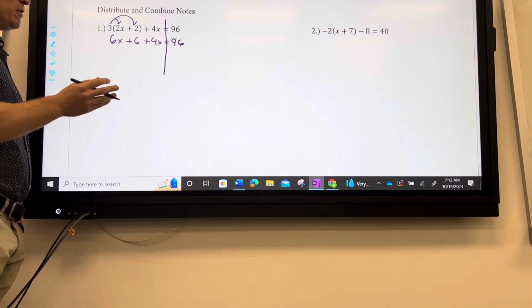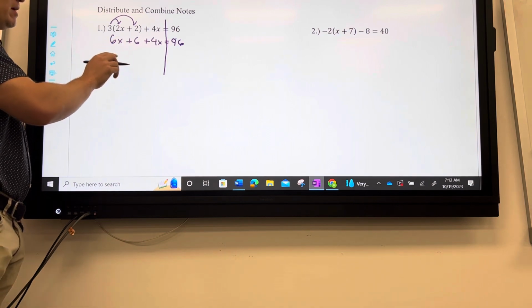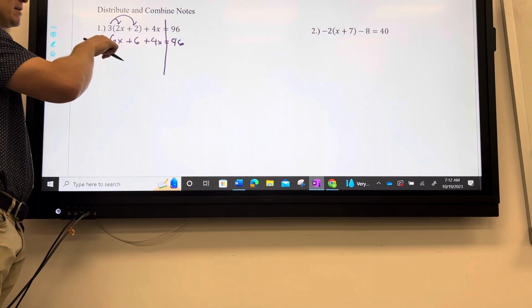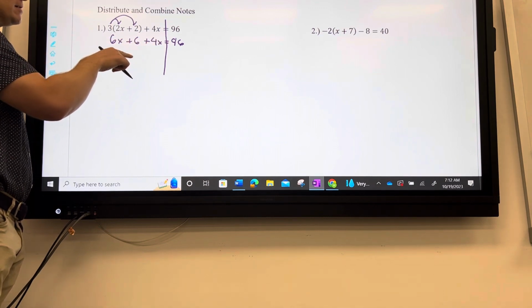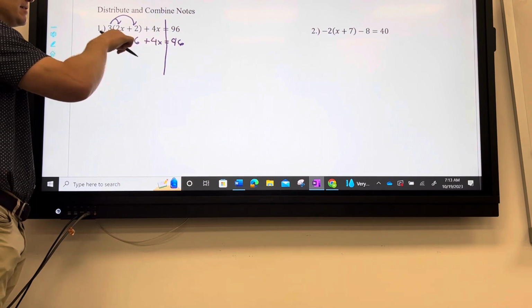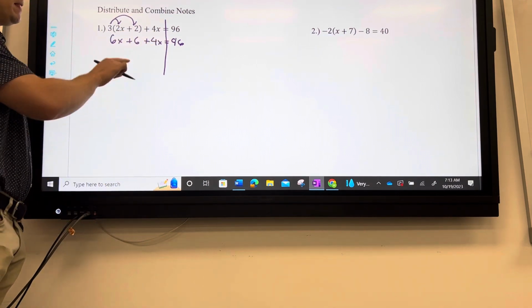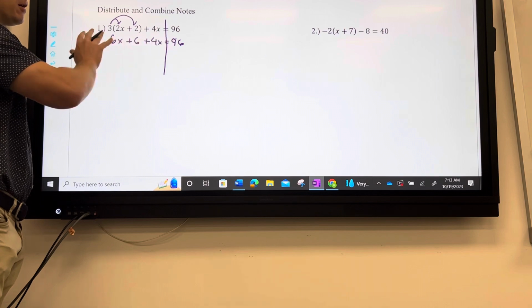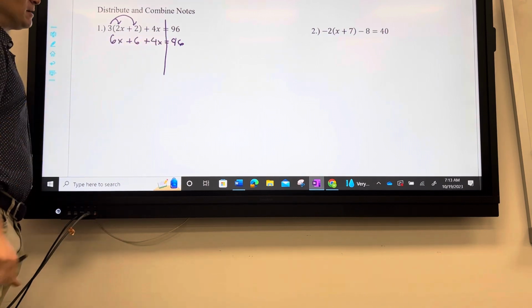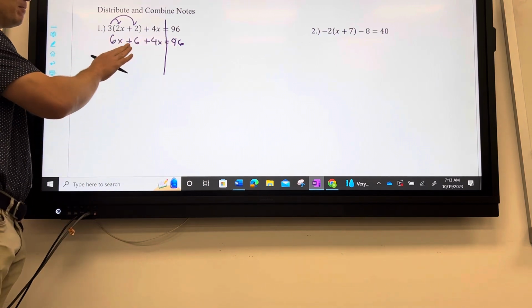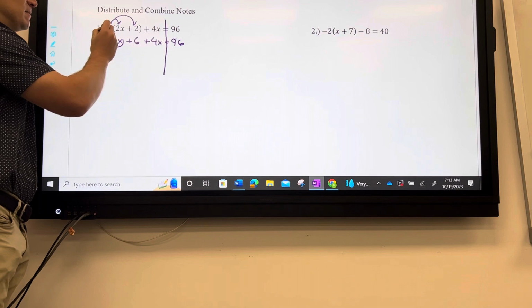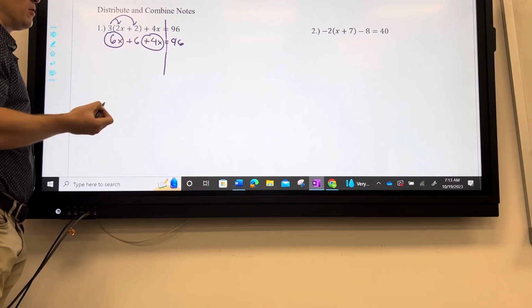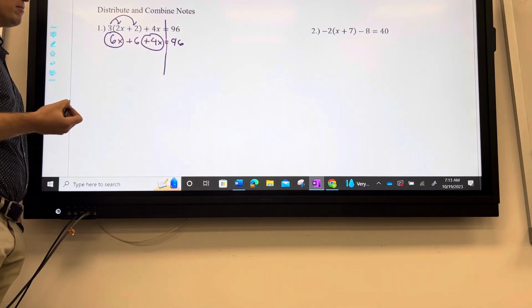Combining like terms is where you find the terms that are alike, meaning they either both have an x, like this 6x and this 4x, or they don't have an x, so like this 6 and the 96. But the reason we're not going to combine that 6 and the 96 is because they're on opposite sides of the equal sign. So to be a like term, they have to either both have an x or both not have an x, and they have to be on the same side of the equal sign. So this 6x and 4x are our only pair of like terms in this problem.